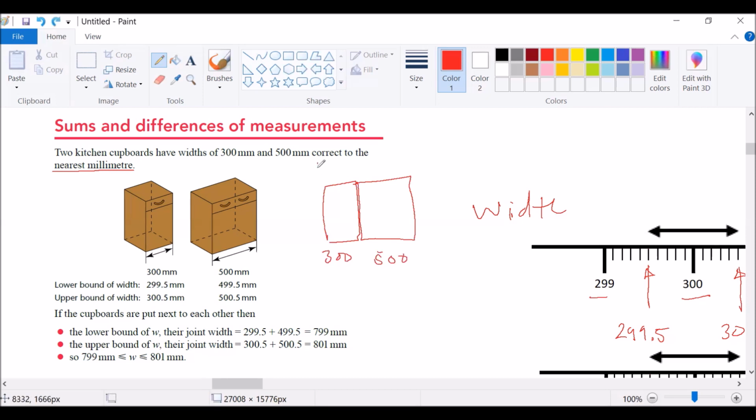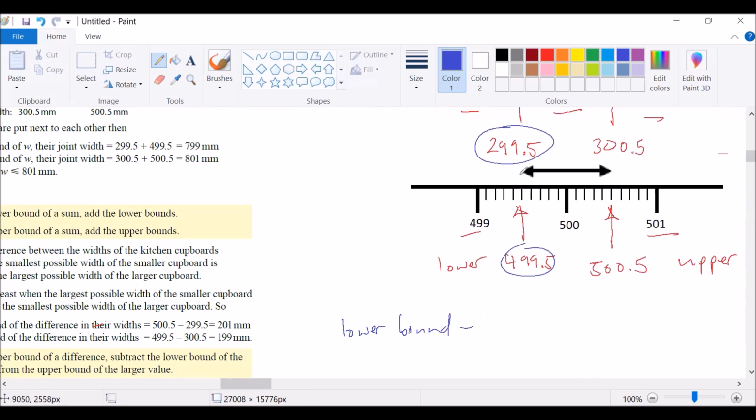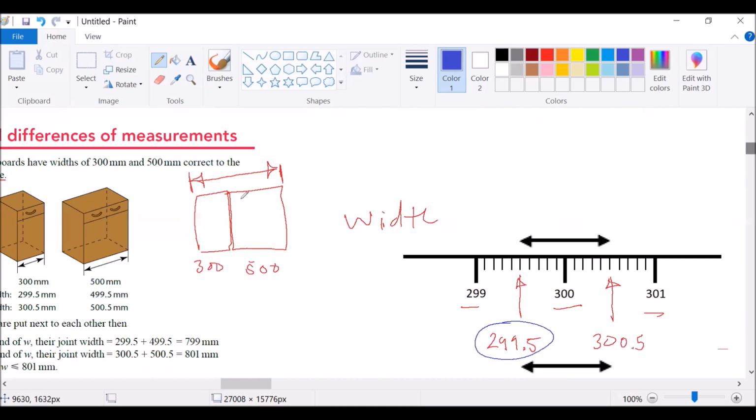We want to find the upper bound and the lower bound of this width. So we are adding this and that for the lower bound. That is the least width we can expect: 299.5 plus 499.5. This will give us 799 millimeters. So we are expecting a minimum width of 799 millimeters.